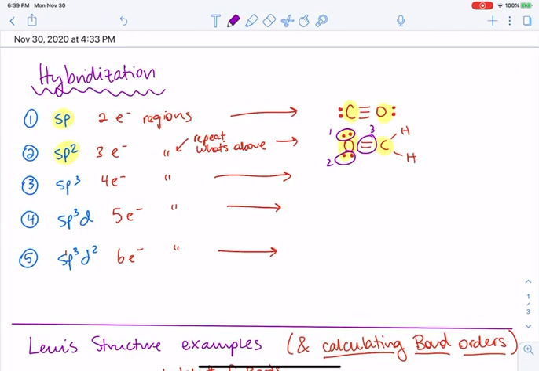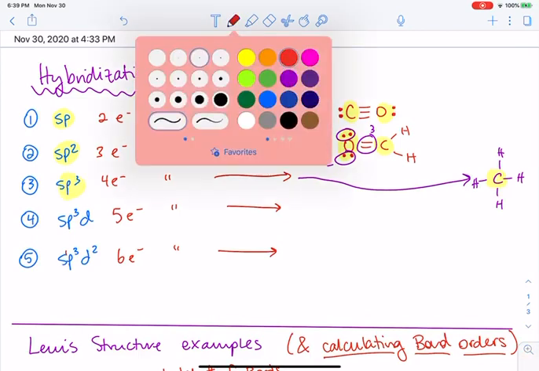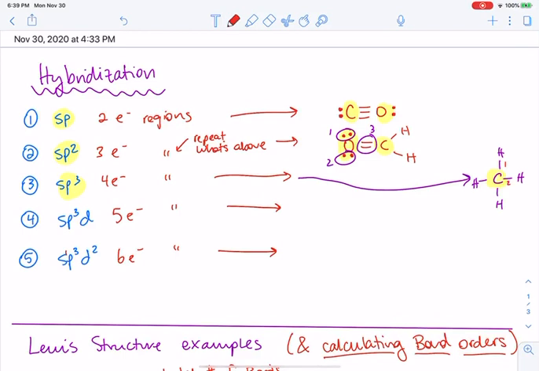For sp3, I'm going to draw it out here, we could have the carbon in methane is sp3 hybridized. We can verify that. We have 1 region, 2 region, 3 region, 4 region, right? Each one of those single bonds counts as a region.